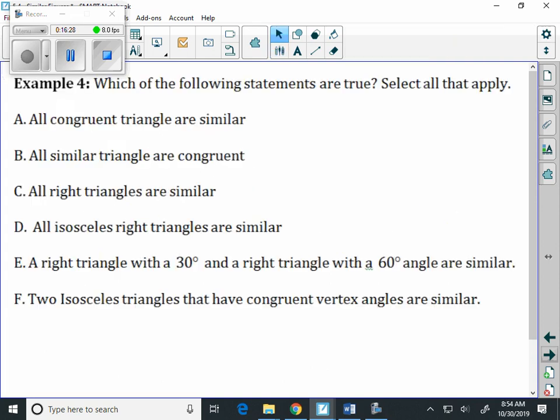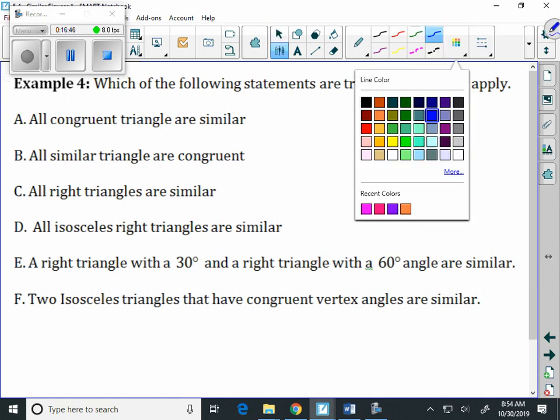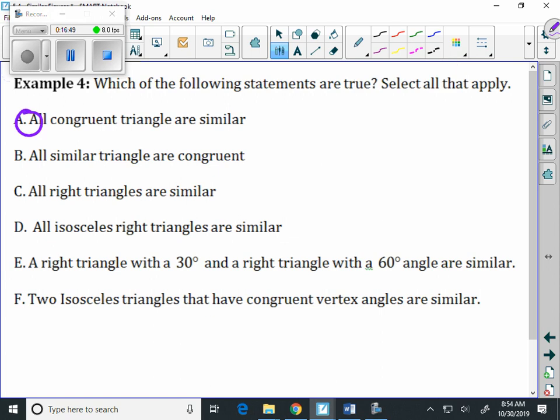Lastly, which of the following statements are true? Select all that apply. Well, all congruent triangles are similar. If they're congruent triangles, are they similar? Yes. All similar triangles are congruent. No, because for similar triangles, we've got 3 congruent angles, but we don't have to have 3 congruent sides. The sides are proportional.